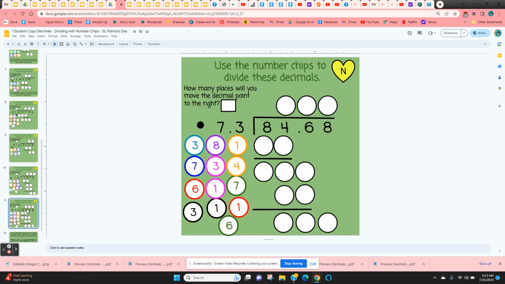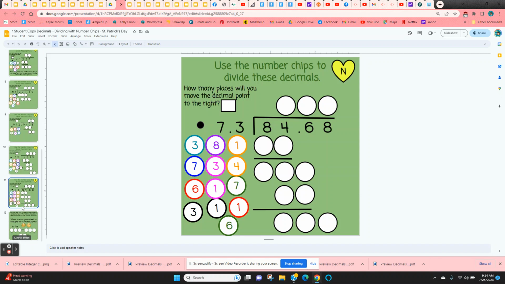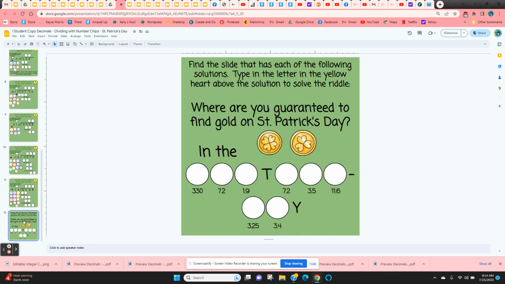Now, each one of these has a heart in the upper right-hand corner with a letter. So that's going to help them on the final slide in order to solve a riddle about St. Patrick's Day. So where are you guaranteed to find gold on St. Patrick's Day? In order to solve this, students are going to find one of these products on the slide.